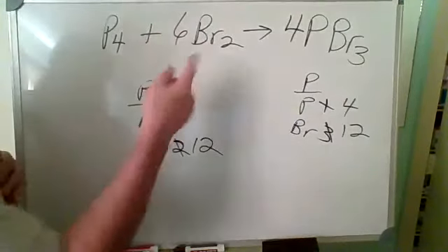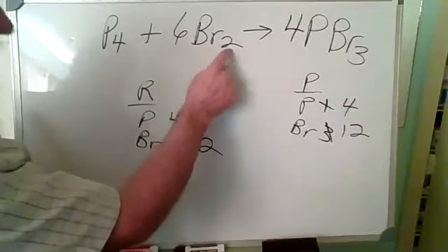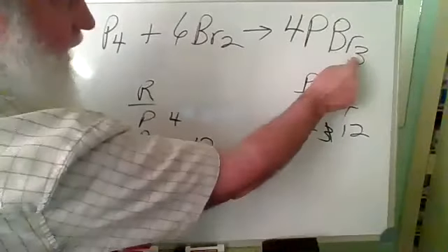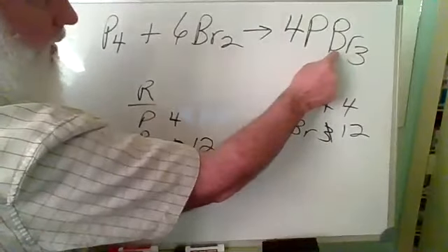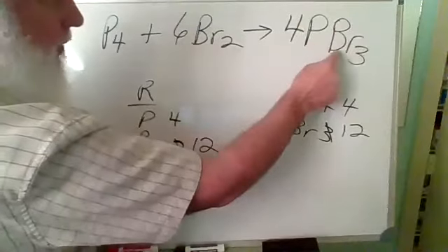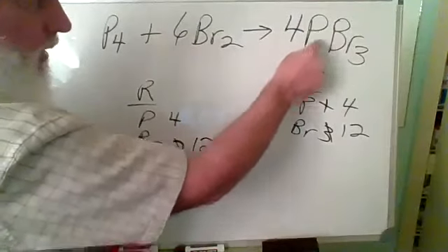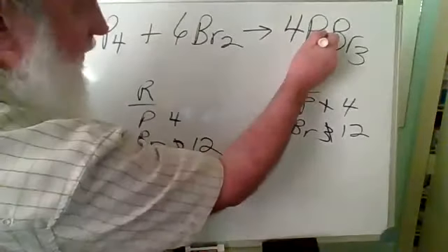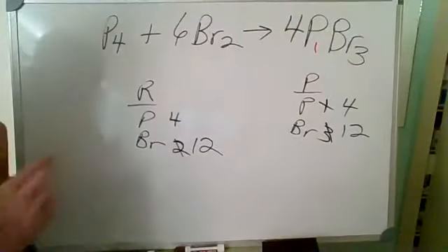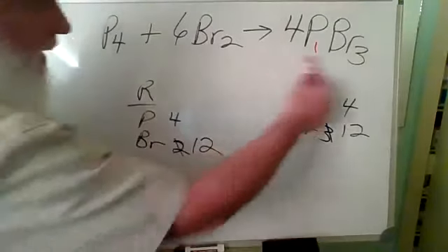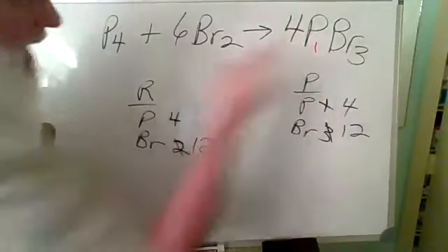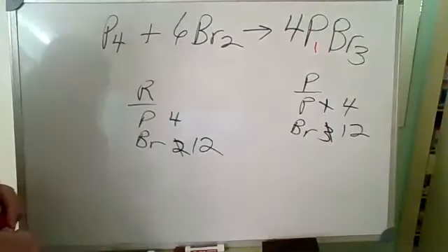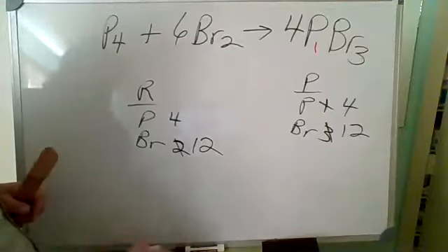Remember, a subscript multiplies what comes immediately before it. So that 3 only multiplies the bromine, not the phosphorus. There's an understood subscript of 1 on the phosphorus. So in the chemical formula, every element has a subscript. If one is not explicitly shown, it's understood to be 1.